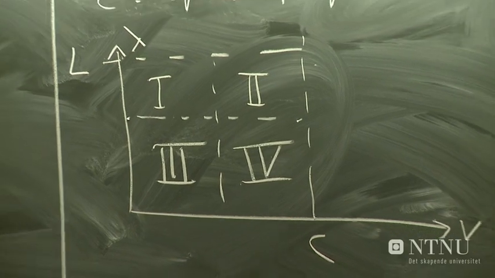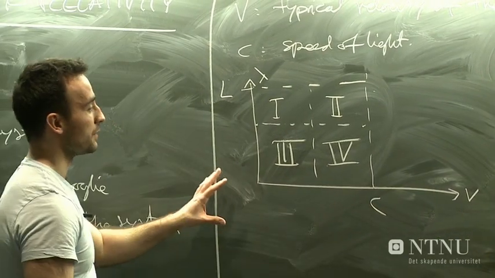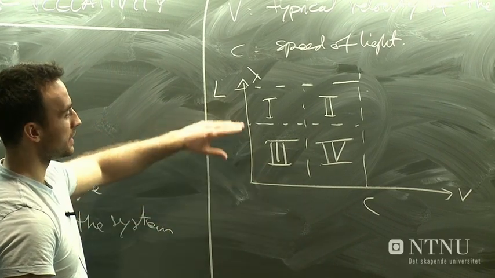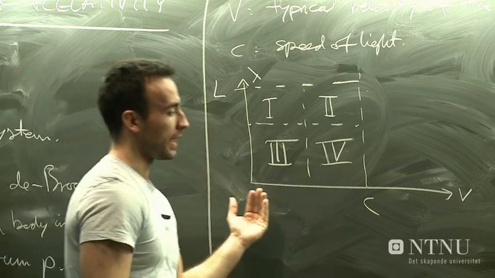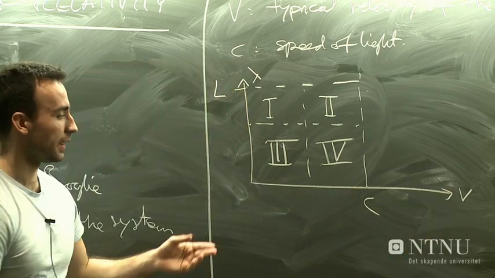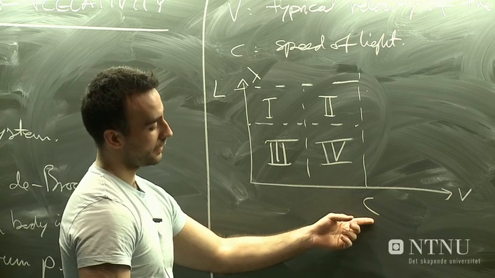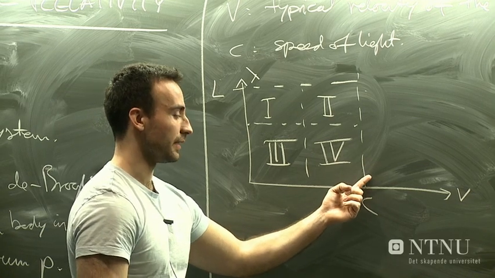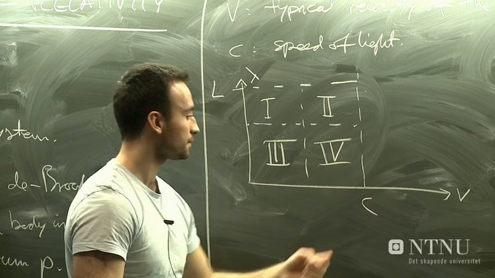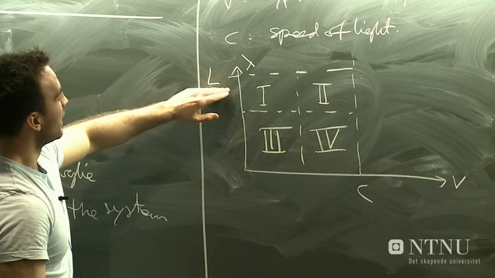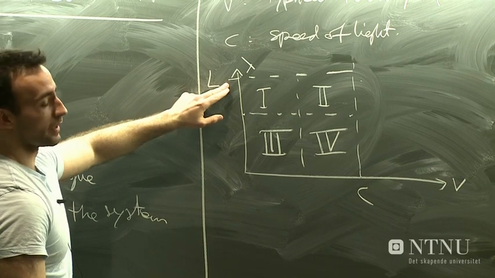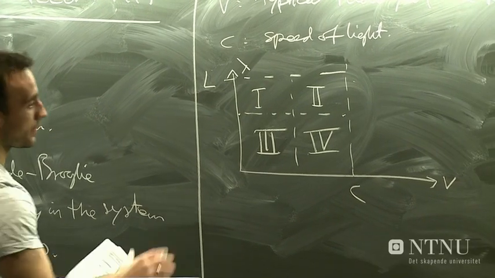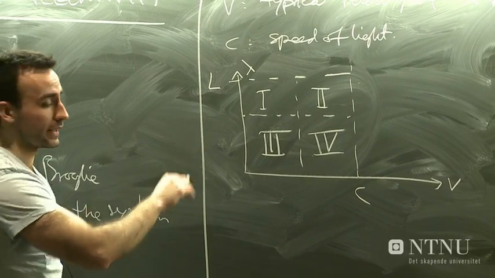So assume then that all the physical systems of interest can be plotted into this diagram. We have the size of the system along this axis, and we have the velocity associated with the bodies in this system along the x-axis. And we have in particular the speed of light here. So nothing, as far as we know by now, should exceed the speed of light. So nothing is out of here. And L is in principle not limited, but let's just make a cutoff here. Okay, so then we can divide the physics into four different regions.